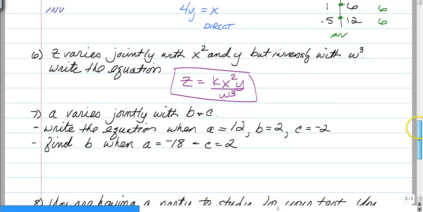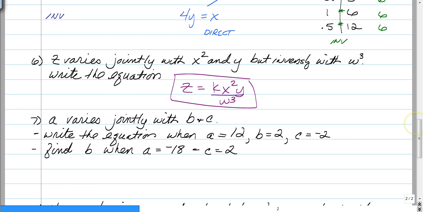Number 7 is where we still have to write the equation, but we actually need to find our value of k and then go back and solve. So for this example here, we have a varies jointly with b and c. So the first thing you might want to do is say a is equal to, and then k times b times c.